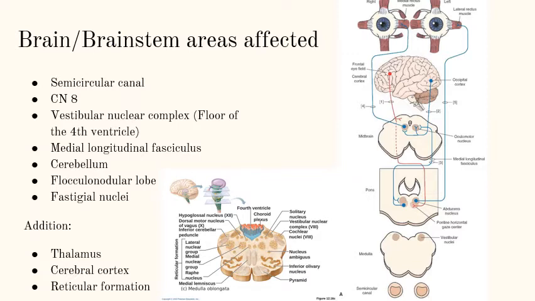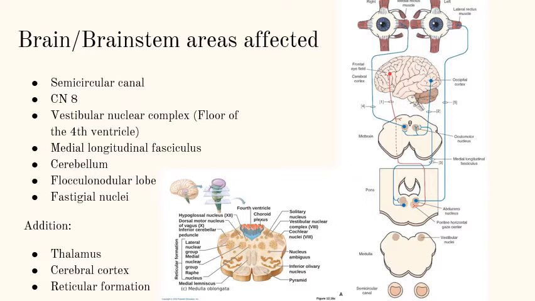The next part we are going to present is brain or brainstem areas affected. The vestibular information is primarily processed in the brainstem via efferent fibers of the cranial nerve 8. The signals enter the brainstem at the medulla and pons, which is known as the vestibular nuclear complex. The vestibular nuclear complex is comprised of four major nuclei in the floor of the fourth ventricle.